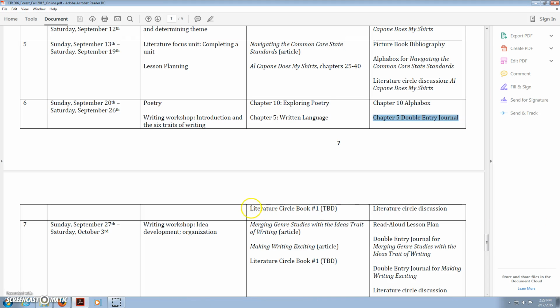And then this week you also have your literature circle book. The past several weeks we've read and discussed Al Capone Does My Shirts in small groups. In the next several weeks, you're going to be reading and discussing different books. For example, some people are reading El Deafo by C.C. Bell, while others are reading The Underneath by Kathi Appelt. There are several other titles that you guys are reading this week.